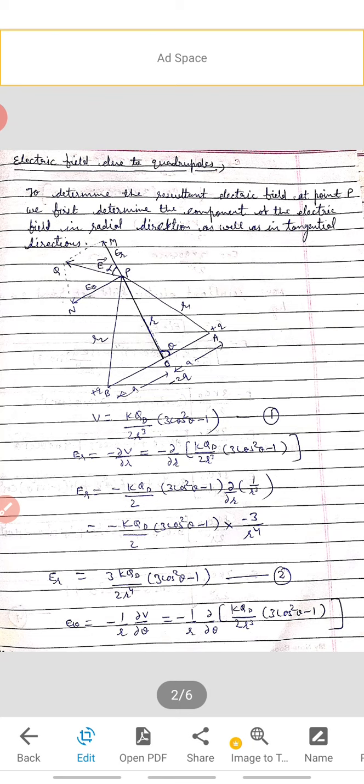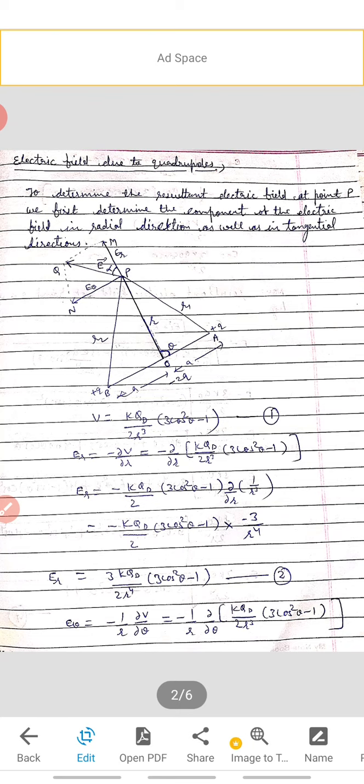If we find the radial component of the electric field, then ER is equal to minus del V by del R. Now, differentiate V with respect to R only. So, we get ER is equal to 3KQD divided by 2R power 4 into (3 cos square theta minus 1). This is the radial component of the electric field.